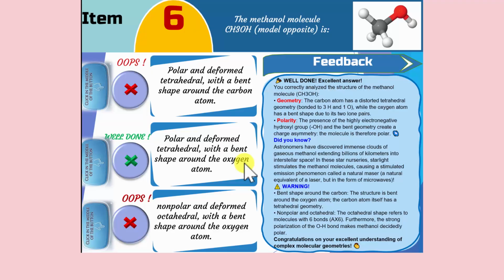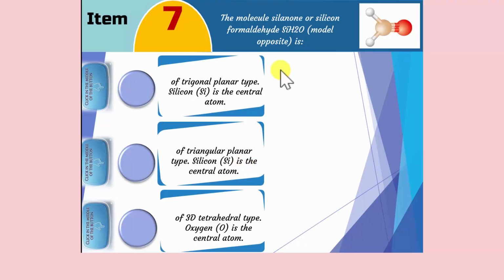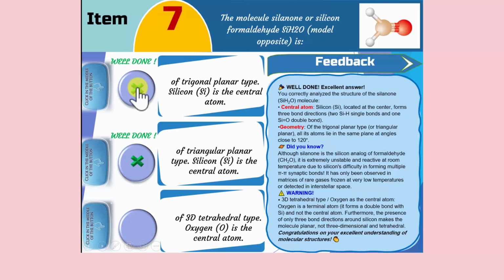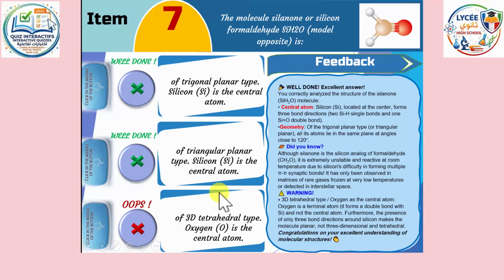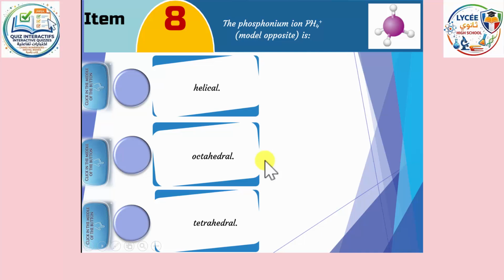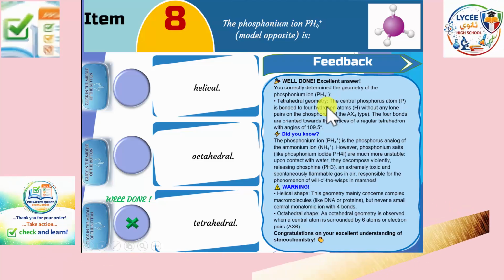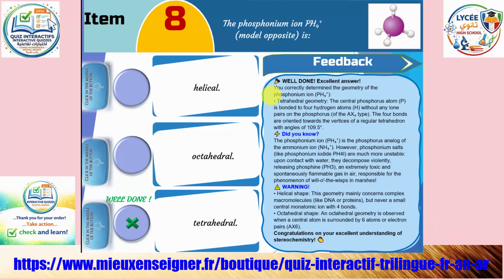Silanone is also exceptionally unstable and reactive at room temperature and has mainly been observed under extremely cold conditions or in interstellar space. Well done on analyzing its structure correctly. The correct answer is tetrahedral. The phosphonium ion PH4+ has a central phosphorus atom bonded to 4 hydrogen atoms with no lone pairs on phosphorus.